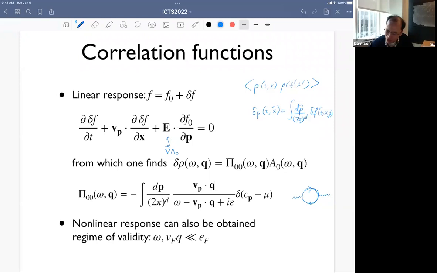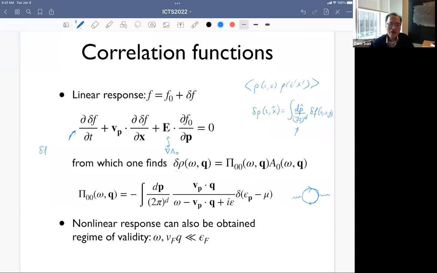Yeah, so I'm solving the linearized Boltzmann equation, which can be solved in momentum space by Fourier transform. That gives me delta f as a function of A0. It is rather trivial to find what delta f is in terms of A0. Then I integrate that with respect to p and get delta rho. That's the way to find the linear response of a system to an external electric field, and from that read out the two-point function.